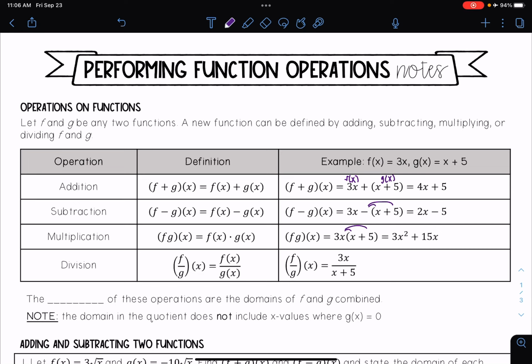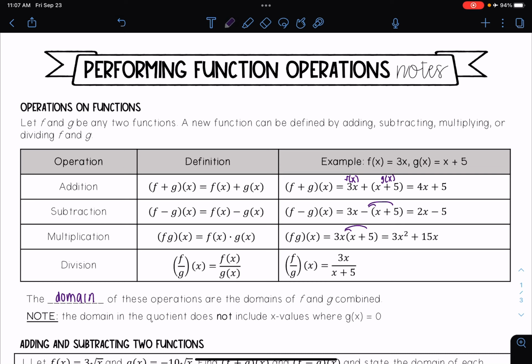And then division, f over g of x is going to equal f of x divided by g of x. Here, that would be 3x divided by x plus 5. Something to note here is that the domain of these operations are the domains of f and g combined. So I will look at what's the domain of f, what's the domain of g, and the domain of the whole thing would be those combined. Also, the domain in the quotient does not include x values where g of x is equal to 0.